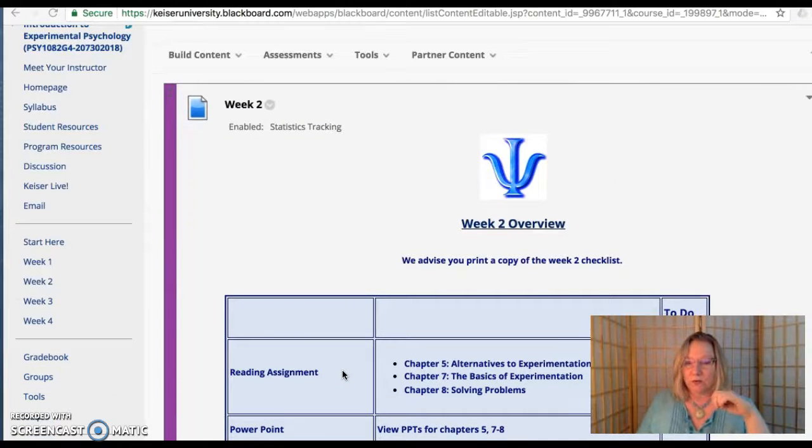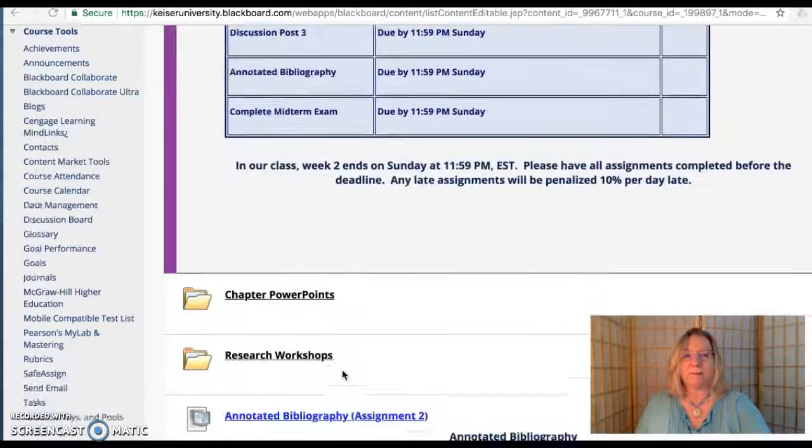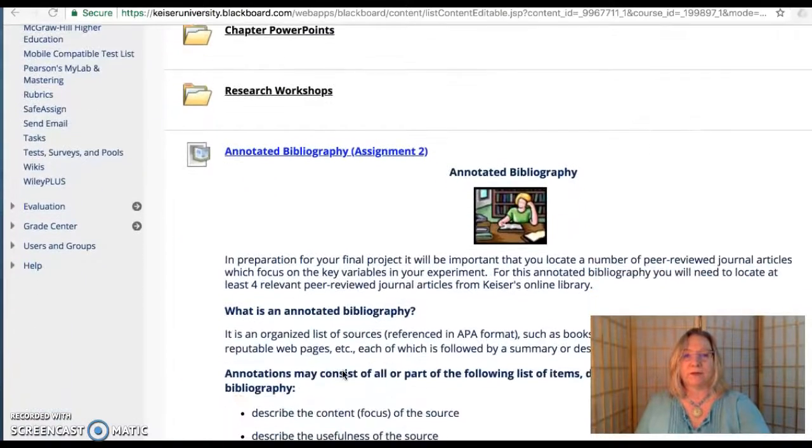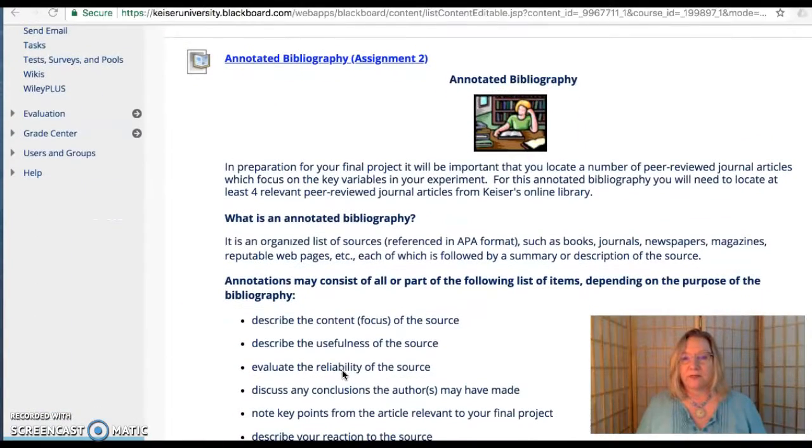So in week 2, you're building now toward your final project. Let's go right into your annotated bibliography. That means you'll find about 4 articles, a minimum of 4 articles, and you'll see how those must apply to the hypothesis that you presented in week 1.